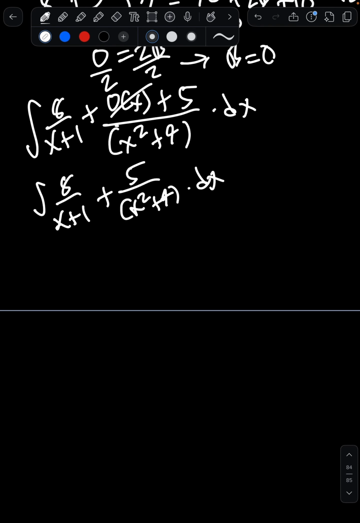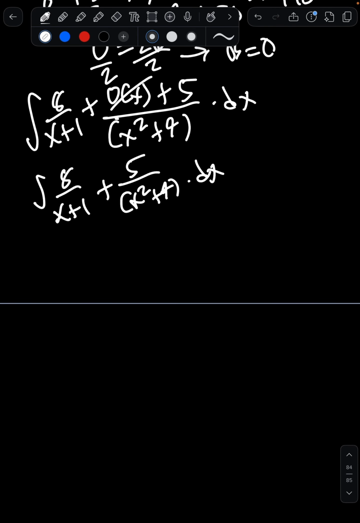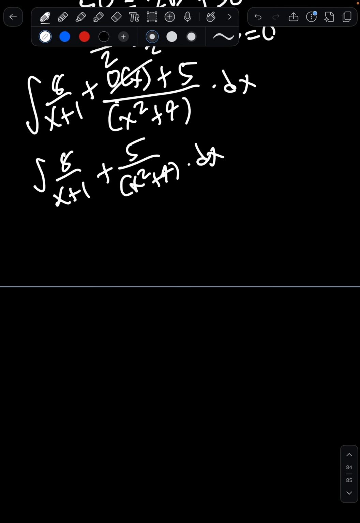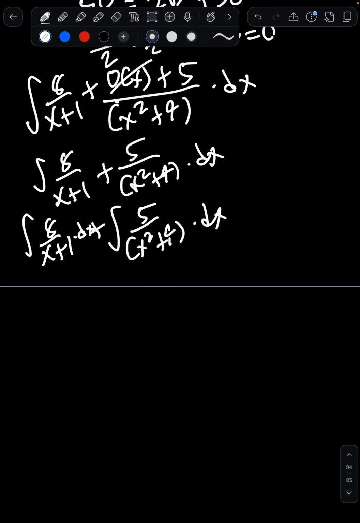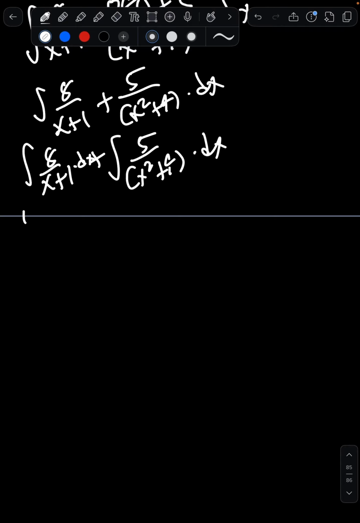Now, I'm going to split this. You don't have to split this integral. You might be able to just do it in your head, but I'm going to split it just for the sake of it. I'm going to split it and make it the integral of 8 over x plus 1 times dx, plus the integral of 5 over x squared plus 4 times dx. Now let's evaluate integral 1. Integral 1 will be 8 over x plus 1 times dx.